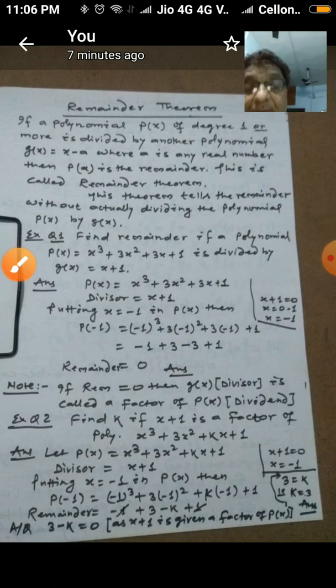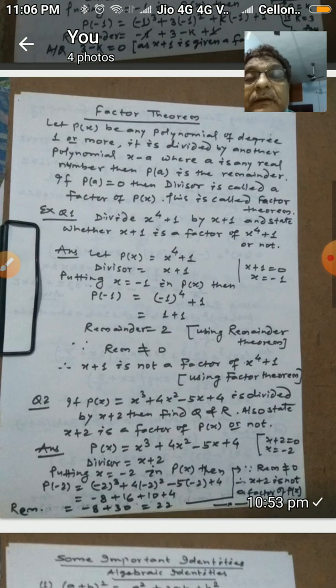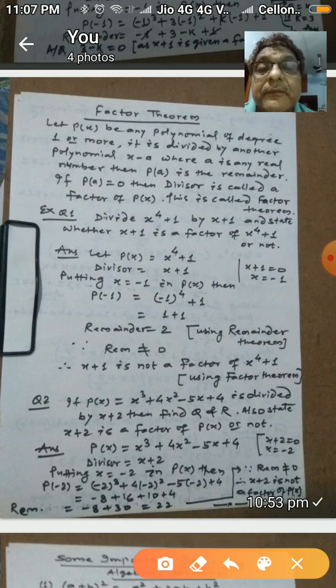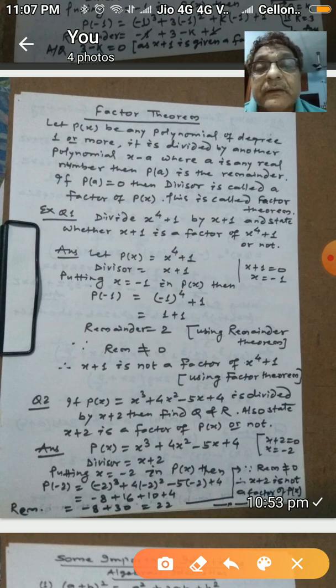Now we will see one more theorem, which is called the factor theorem. Actually, the factor theorem follows after applying the remainder theorem. So first in any question we apply the remainder theorem, then we apply the factor theorem. It states that if p(x) is any polynomial of degree 1 or more and it is divided by another polynomial x minus a, where a is any real number, then p(a) is the remainder. You know, this is the remainder theorem.